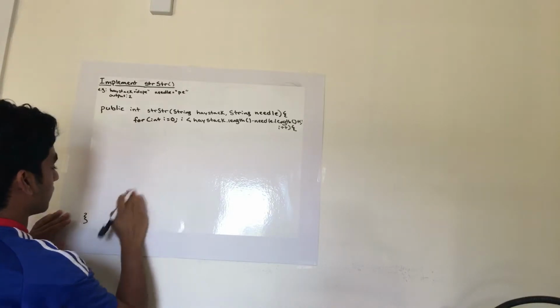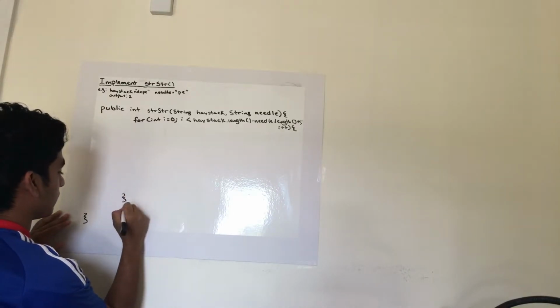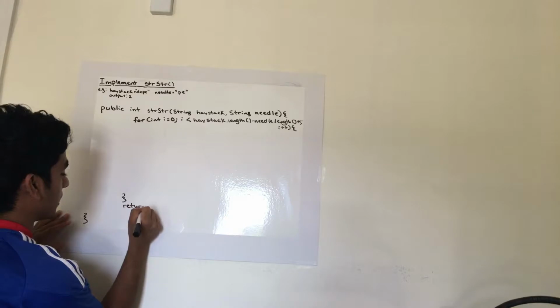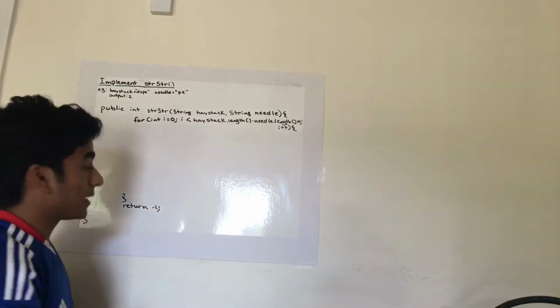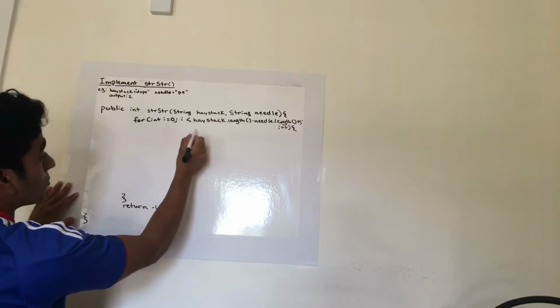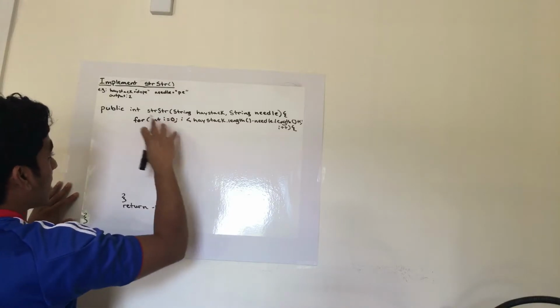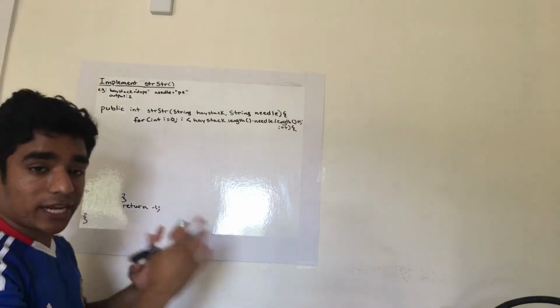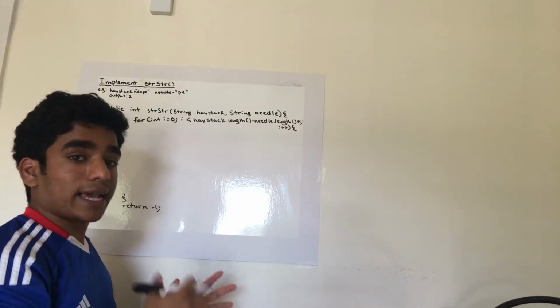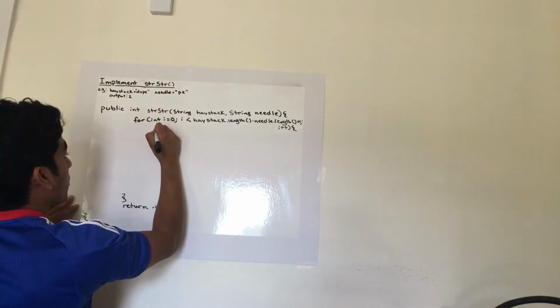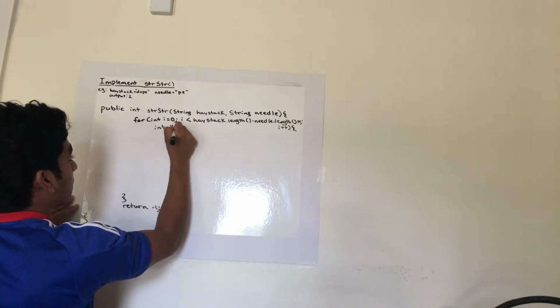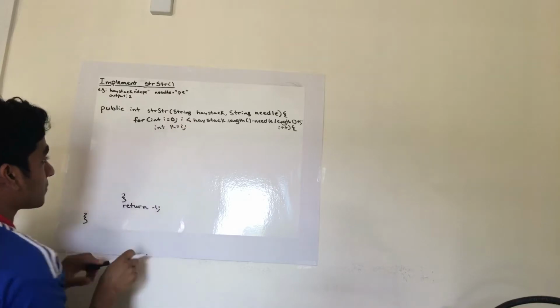Alright. But hopefully we do find an index. So, what we first want to do is set some new variable. At this point in the loop, we are checking a substring of haystack against needle. So I want to set some variable k equal to i.